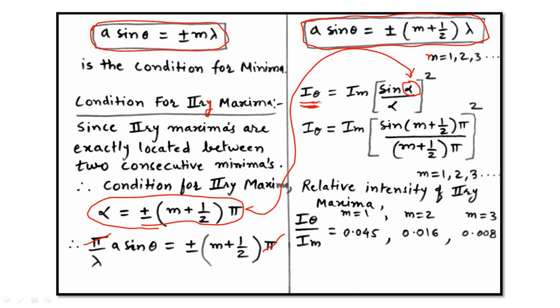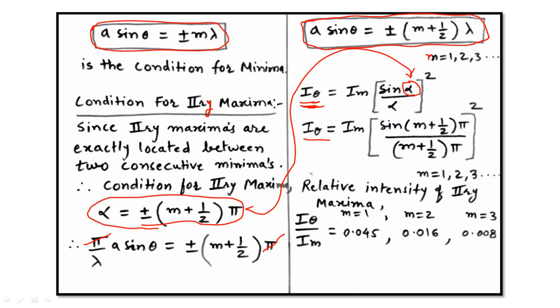So this I theta will be the intensity of secondary maxima, and therefore this I theta will be equal to Im into sine of alpha upon alpha whole square, where alpha is (m plus half) pi, and this m can take values 1, 2, 3 and so on. Then this I theta will be the intensity of secondary maxima.